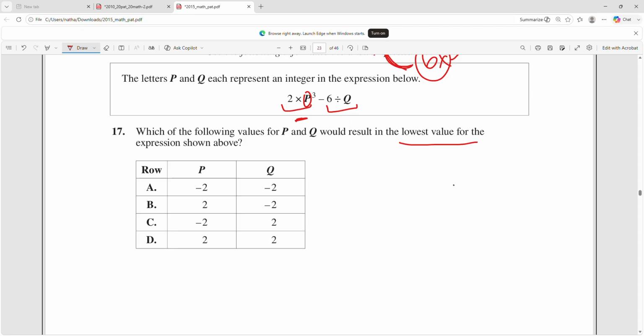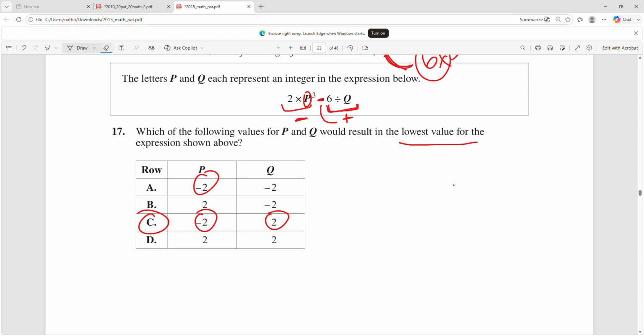6 divided by some negative value would give us a negative, but since I'm subtracting here, if I subtract a negative, that's like adding a positive, and that would make our number larger. We don't want our number to be larger. We want the lowest possible value. So if I pick a number that would make this 6 divided by Q positive, when I subtract it, it's actually going to be a negative number, right? So long story short, I need a negative for P and a positive for Q. So this is my answer here. That's, for me, the quick way to do it.